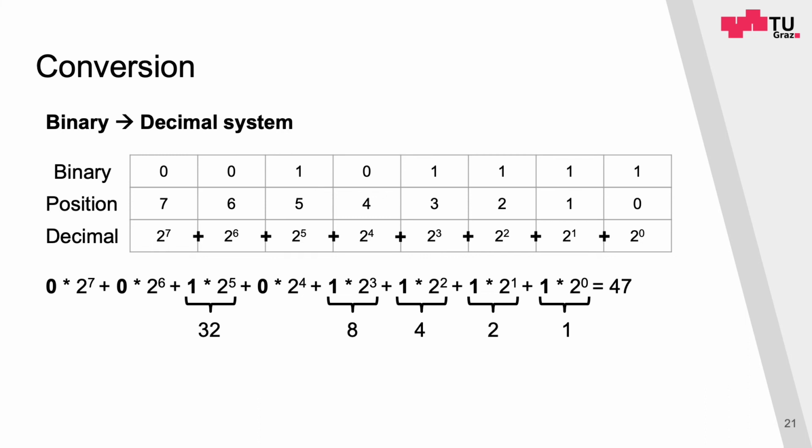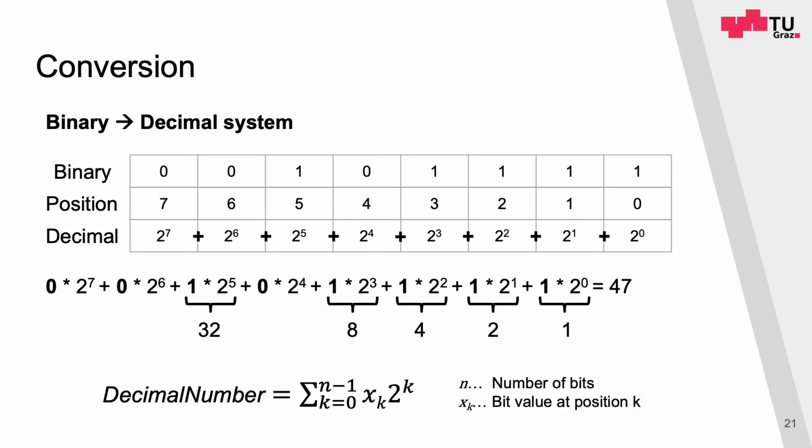And then we sum up all those values, and we just need to calculate those values where the binary value is 1, since all the other values are multiplied with 0. And therefore we have here 32 plus 8 plus 4 plus 2 plus 1, which is 47. So this way we can calculate from binary to decimal.